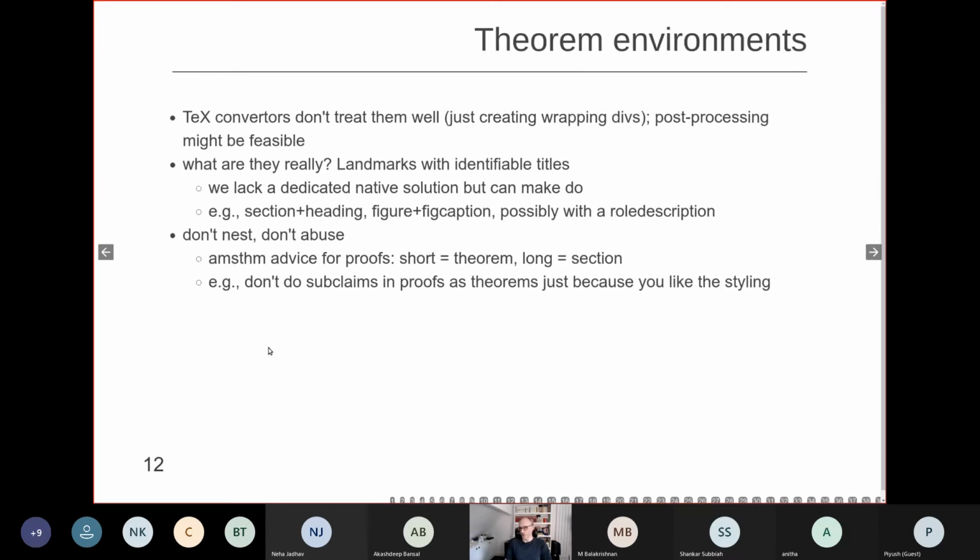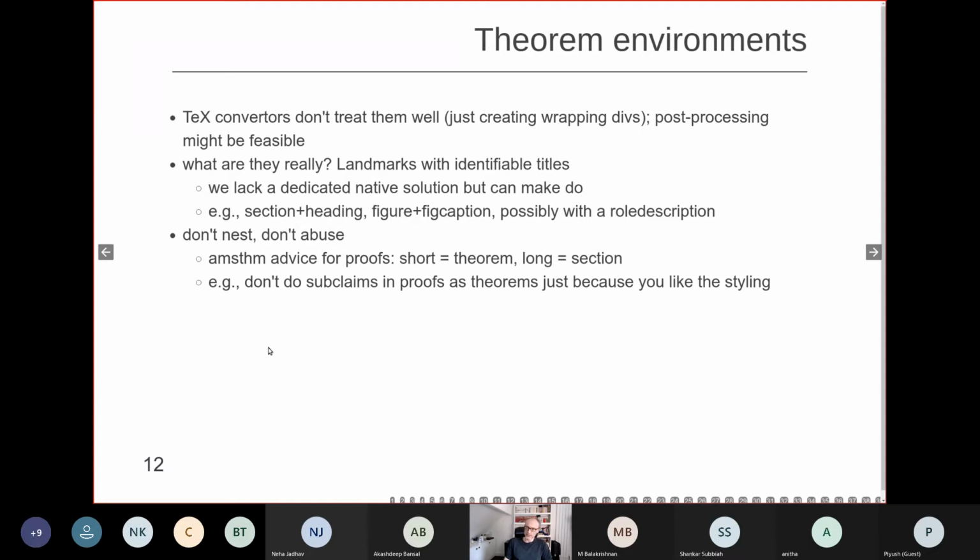Other things we find in math, and which are a bit nasty. So one is theorem environments, and then things like proof environments. Now that's a problem which generally TeX converters don't treat very well. They do if it's not too nastily nested, but some authors start nesting environments quite heavily, and then it becomes difficult.